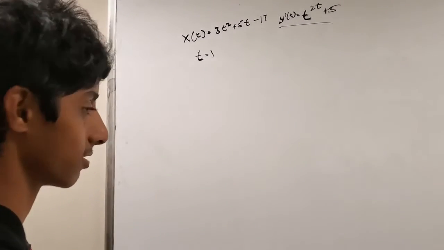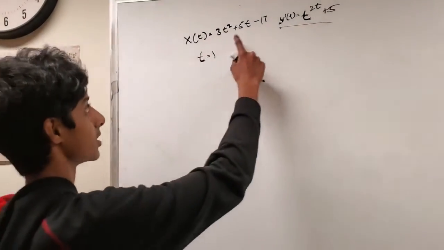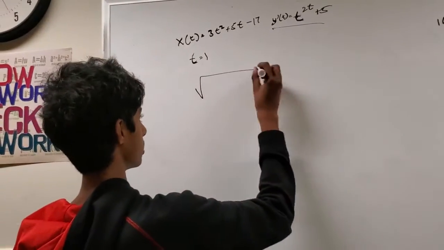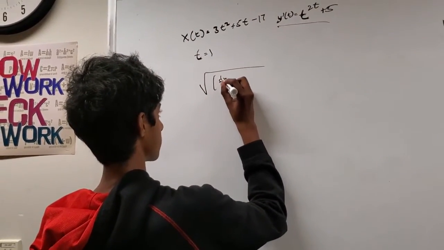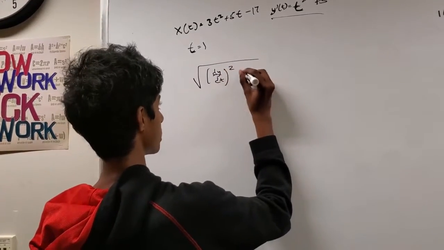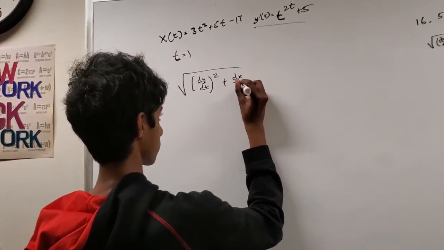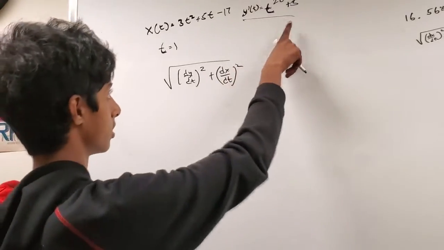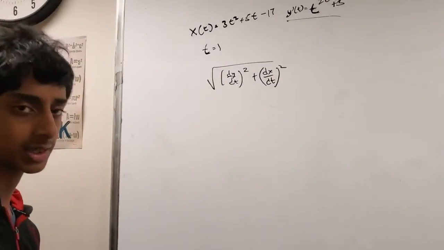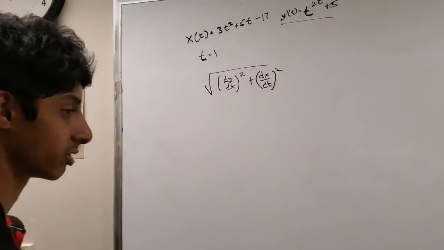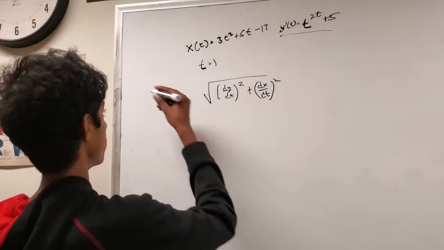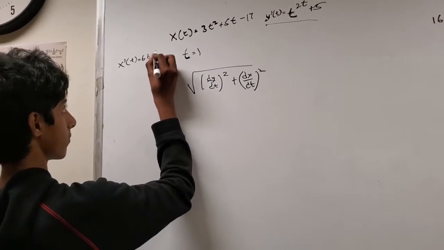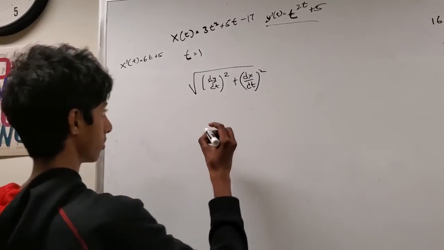The question tells us to find the speed of these two equations at t equals 1. To find the speed, you need to know the formula, the square root of dy dt squared plus dx dt squared. It gives you dy dt, and then it gives you x of t. To find dx dt, you have to take the derivative of x of t. So the derivative of x of t is 6t plus 5. And then you plug it in.